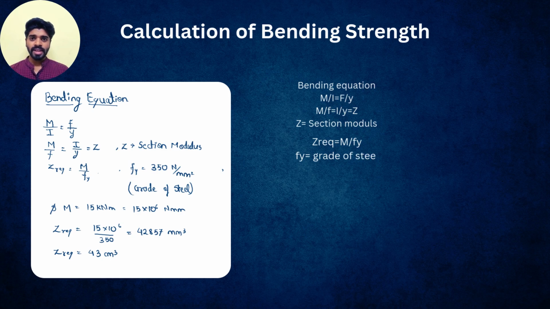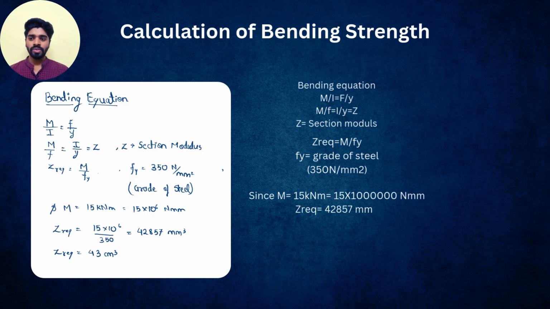Here fy is the grade of steel, and let us consider it as 350 Newton per meter square, and the value of M is 15 kilonewton meter. After solving, Z required is coming around 43 centimeter cube.